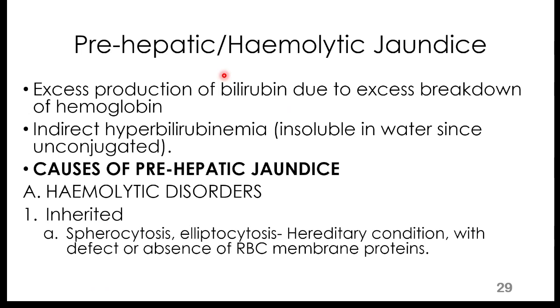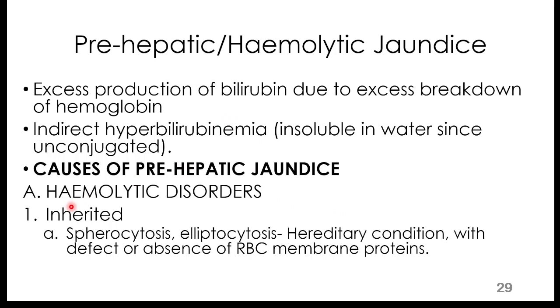Now, for prehepatic jaundice, this is due to excess production of bilirubin, right? Due to excess breakdown of hemoglobin, and in this case, the hyperbilirubinemia will be indirect because most of it will not be conjugated. So it will be indirect. It means that the direct fraction of it will be less than 15%. Okay. So causes of prehepatic jaundice.